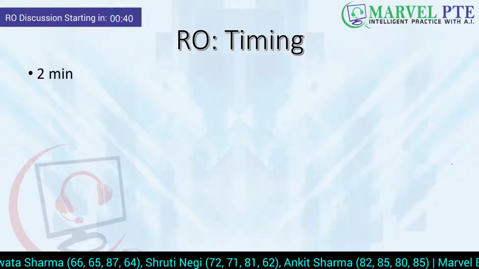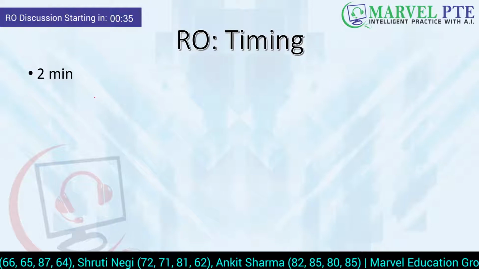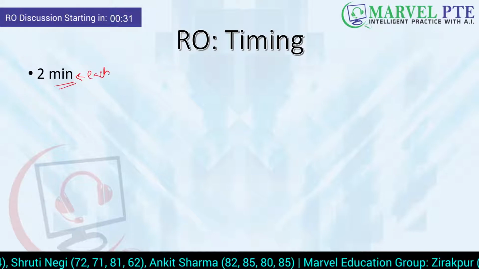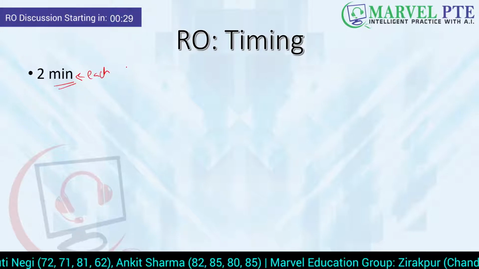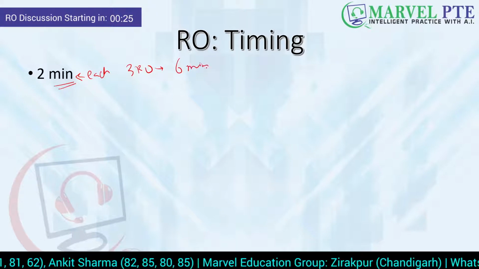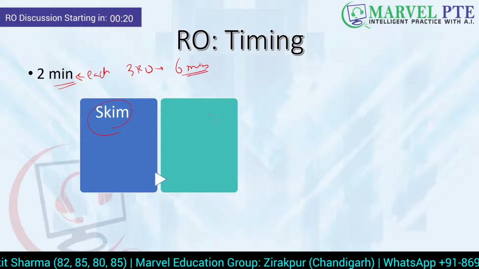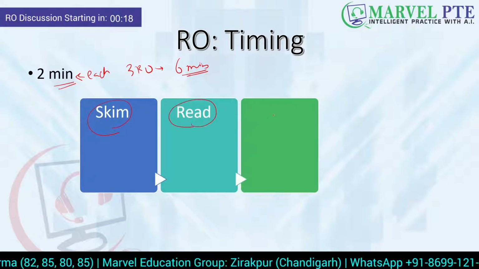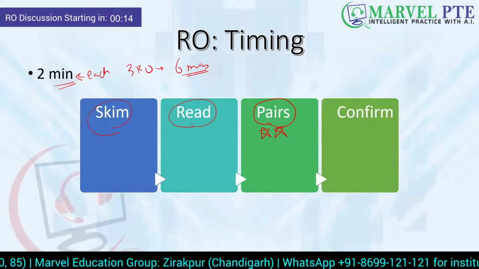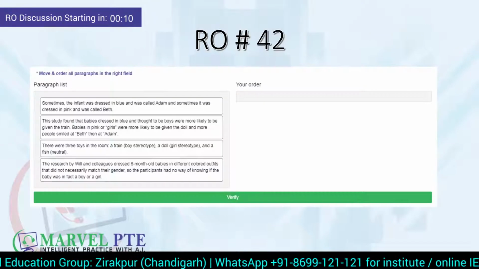Now about the timing, because the reading has an integrated timer, you have to manage your time yourself. So you can spend a maximum of 2 minutes on each reorder paragraph. So if you are getting 3 reorder paragraphs, let's say you can spend a maximum of 6 minutes on them. And in 2 minutes, you have to skim the content, you have to read it, right? And then you have to make pairs. Making pairs is very important, and you have to confirm whether the pairs you have made are correct or not.